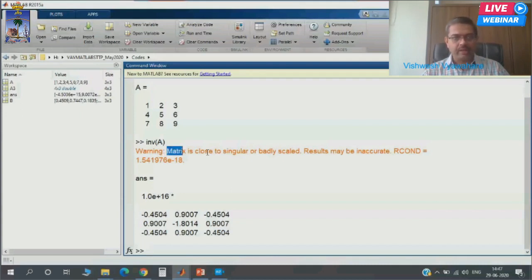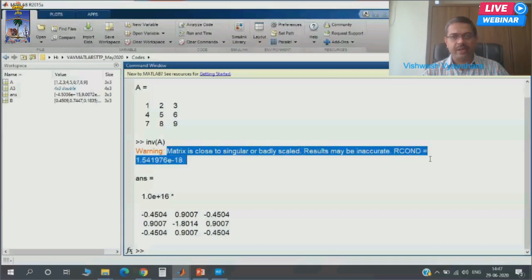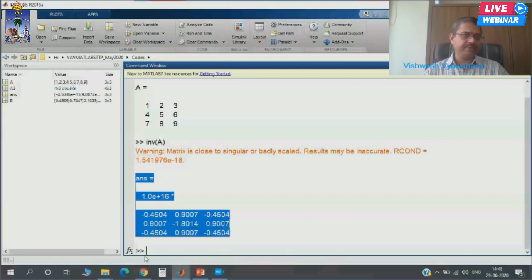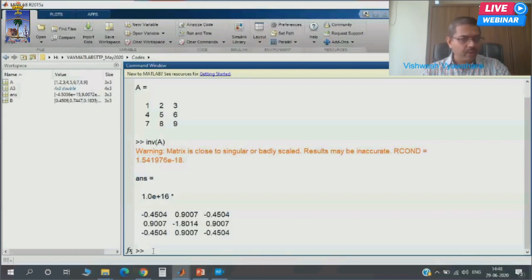So it has given a warning: Matrix is close to singular or badly scaled, results may be inaccurate. And it has done some conditioning. What conditioning has it done? It has added a small number to each entry and made the matrix non-singular, or very close to singular. Very close to singular. Okay, it's very important. Now, look at this. I am going to come to this later.